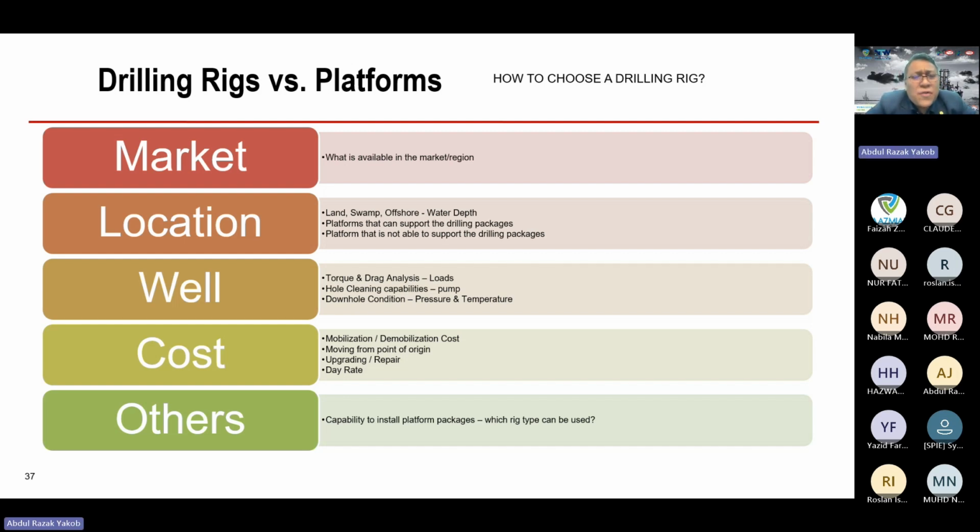Other things is, of course, the capability to install platform packages, which rig type can be used. This one is depending on the platform design. Some platforms cannot use jackup. Of course, drill ship cannot be used because it is actually for the middle of the sea. So each type of drilling rig will need to have a certain use to it.